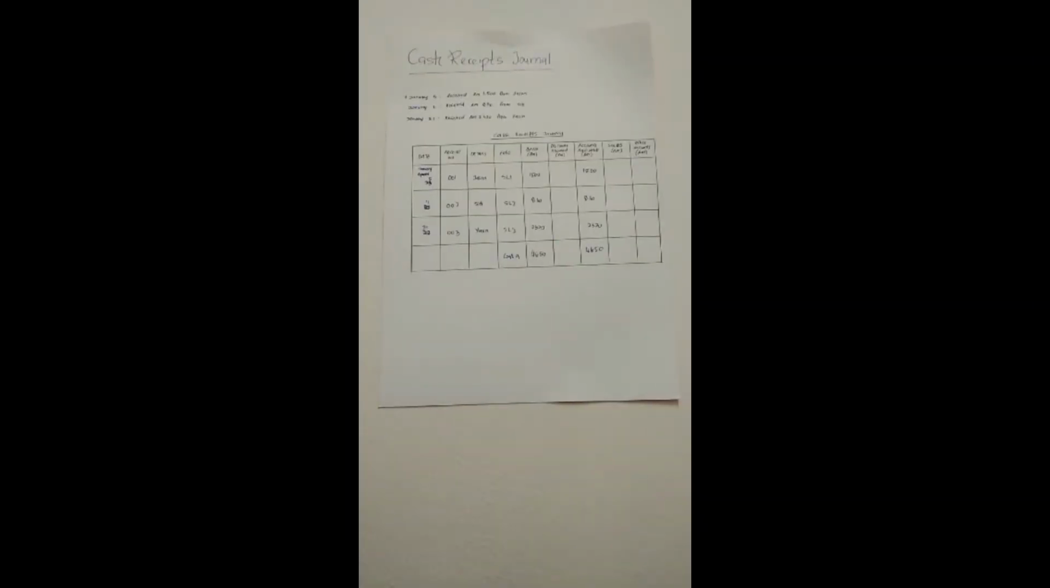So, cash receipt journal. The cash receipt journal manages all cash inflows of a business organisation. In other words, this journal is used to record all cash coming into the business. For recording all cash outflows, another journal is known as the cash disbursements journal.